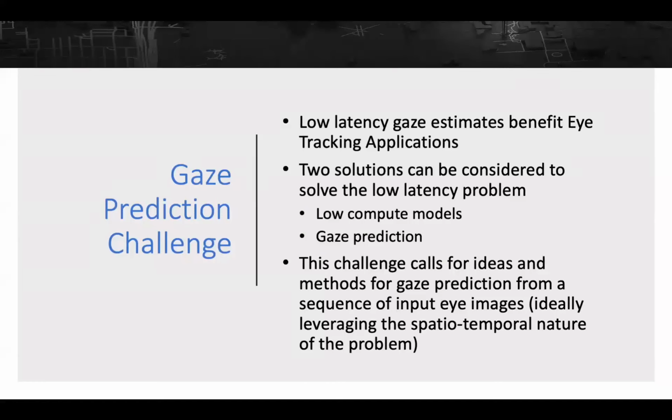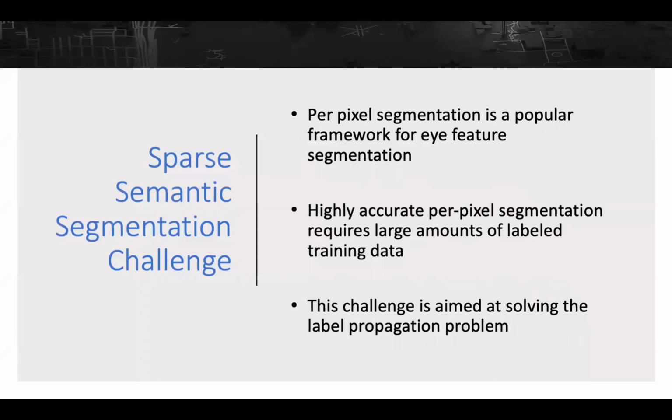The second OpenEDS challenge for the year 2020 was sparse semantic segmentation of eye regions into 4 important categories: sclera, iris, pupil, and the background. The bigger picture is accurate eye segmentation improves eye gaze estimation.